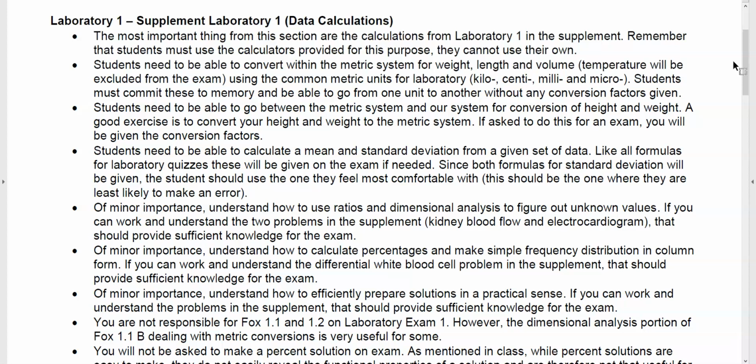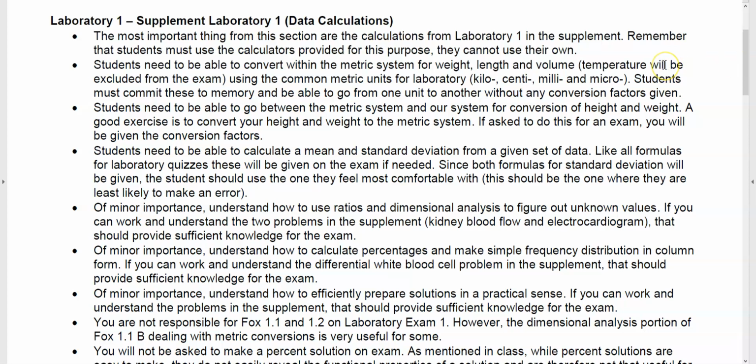I also expect you to be able to go from the metric system to our system and back for height and weight. So a good exercise is to convert your height and weight to the metric system. And if you're familiar with the metric system for your height and weight, then go the other way and convert it to inches and pounds. If you're asked to do this on the exam, you will get a sheet that will have the conversion factors on it for the information between the metric system. You will not get a sheet with the difference between kilo, centi, milli, and micro. I expect you to know that.